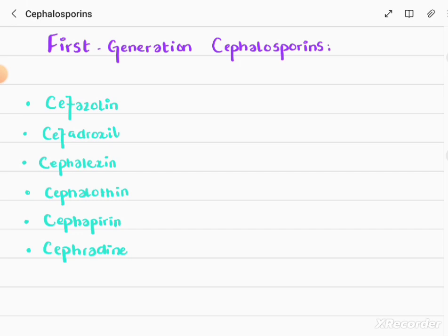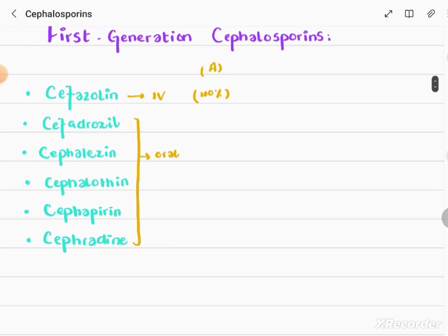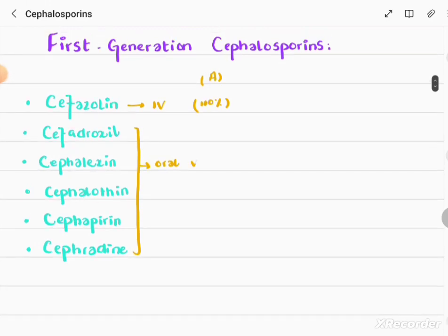We'll start with the pharmacokinetics of the drug. Cefazolin is the only drug that is available in IV formulation, given as a parenteral cephalosporin. Apart from cefazolin, all these drugs are given in oral formulations. The absorption of IV cefazolin is approximately 100%, because it is given by the parenteral route, and the absorption of all the other drugs, cefadroxil, cephalexin, cephalothin, cefapyrin, and cephradine, is variable and varies from drug to drug.